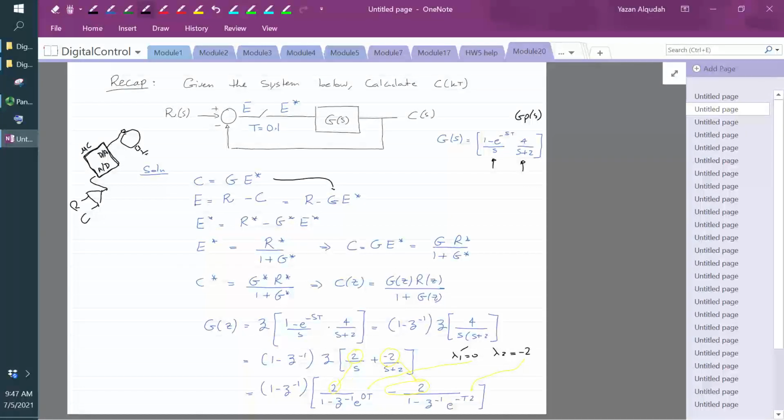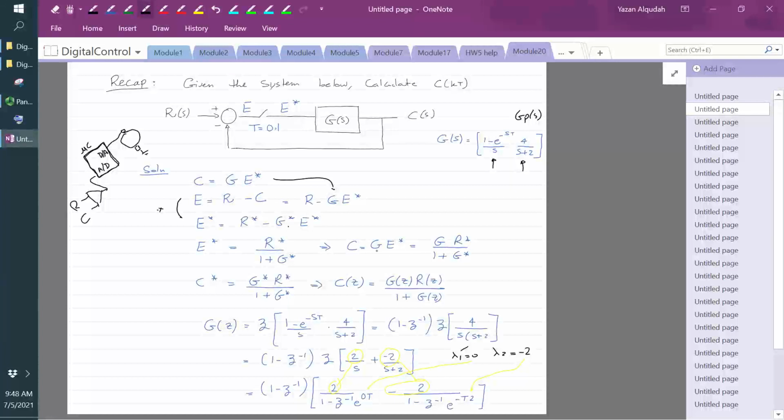And therefore, if I take the star transform here, E star is going to equal R star minus G star multiplied by E star. Since this G is multiplied by a starred function, when I take the star transform, each one of them is going to be starred. So therefore, I can write E star is equal to R star over 1 plus G star. If I move this to the other side, I'm going to get E star equal to this R star over 1 plus G star.